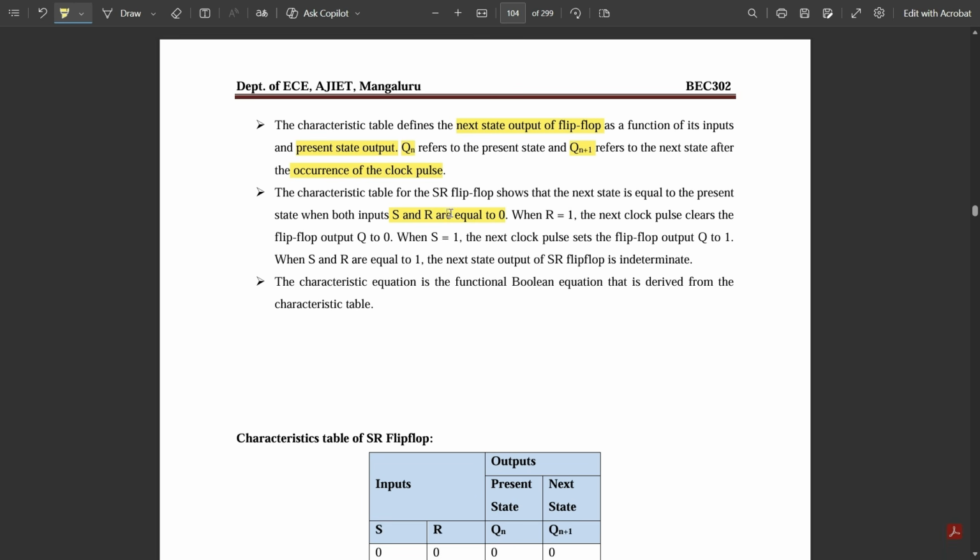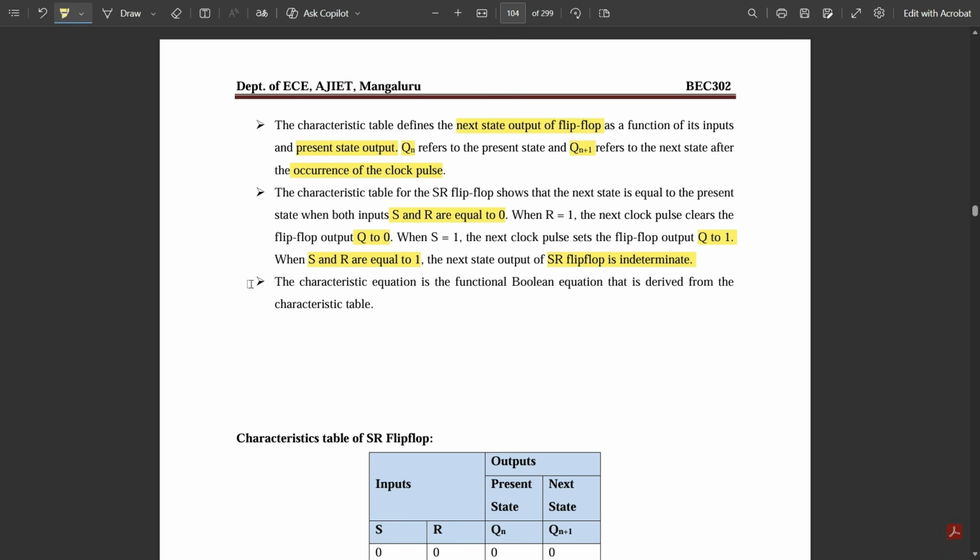Okay, so this is for the SR flip-flop, and when R is equal to 1, the next clock pulse clears the flip-flop output Q to 0, and when S is equal to 1, the next clock pulse sets the flip-flop output Q to 1, and when both the inputs are high, the next state output of the SR flip-flop is indeterminate. Okay, so this is basically the truth table which they have given for the SR flip-flop. Now, with respect to the characteristic table of present and next state, how it is given, you see.